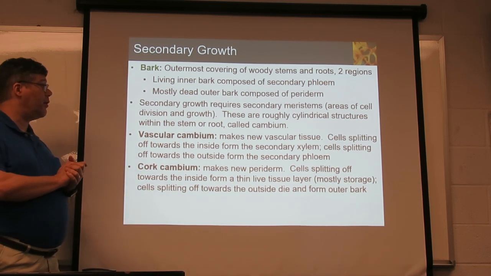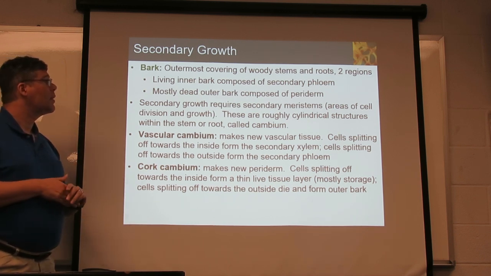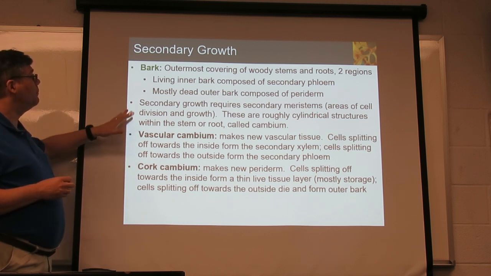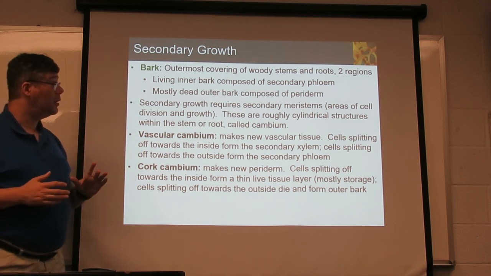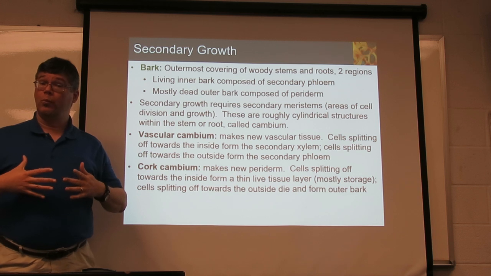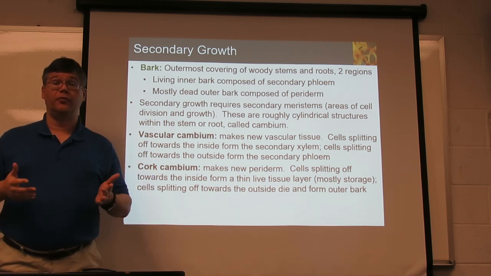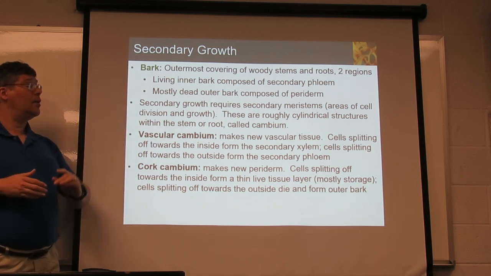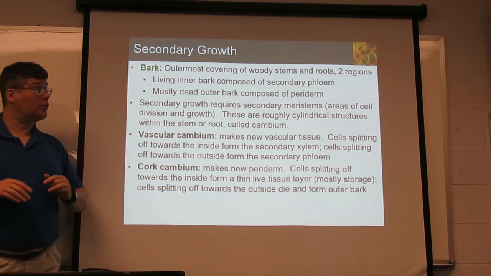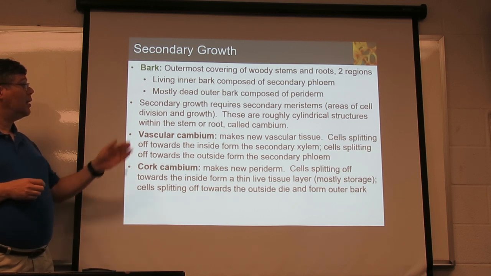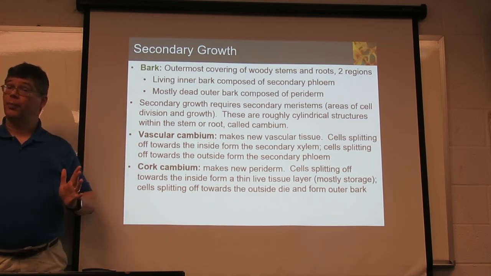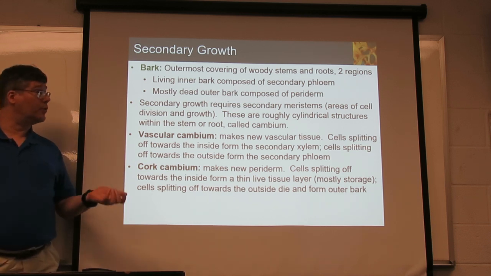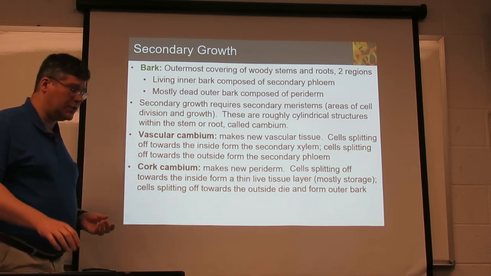Okay, but what about secondary growth? Secondary growth occurs associated with the bark. We have the inner bark, which has the secondary phloem, where nutrients are coming down from the leaf and to the rest of the plant. And then we have the outer bark, mostly dead cells, and it's periderm or dermal tissue out there, just providing protection.